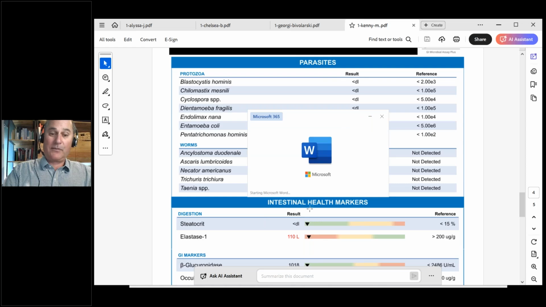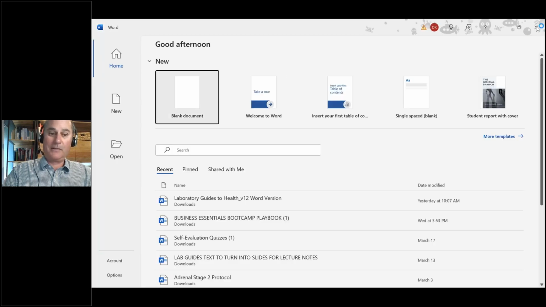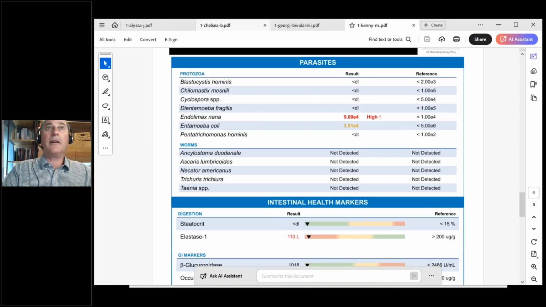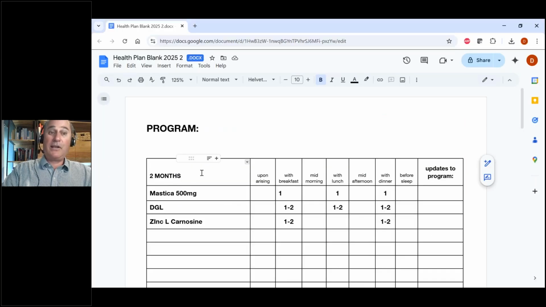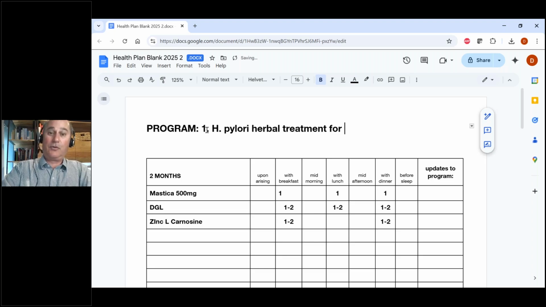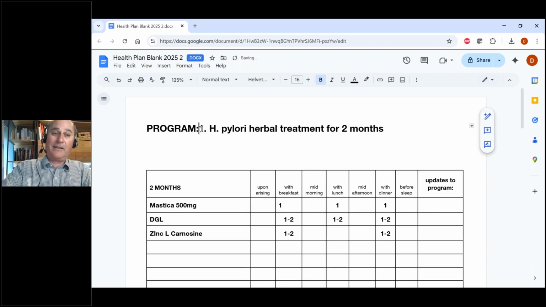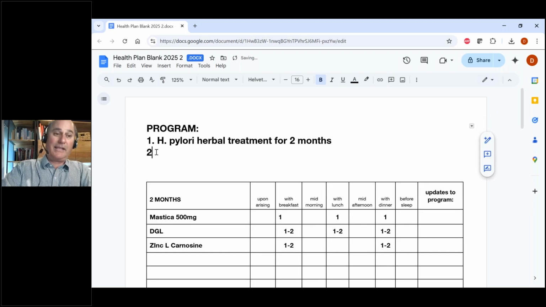So let me show you what the protocol looked like. Sorry, I hit the wrong button there. Where's my protocol thing? There we go. Well, we already talked about the H. pylori protocol, but let's just write it out here. So one would be H. pylori herbal treatment for 2 months. If they need a break, give them a break. But then when that is done, we're going to do the anti-parasitic protocol, also for 2 months.